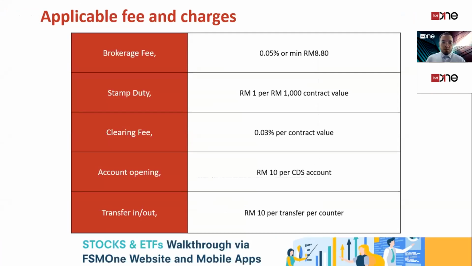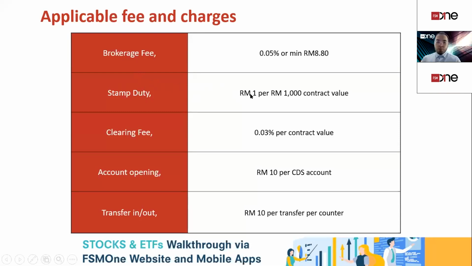Then I will move on to the breakdown of the fees. Brokerage fee, we will charge 0.05% or the minimum of 8 ringgit and 80 cents. All right, and then for stamp duty is 1 ringgit per 1,000 contract value. This is I think probably the same across all brokers. But as you know, stamp duty currently is waived until 2025.